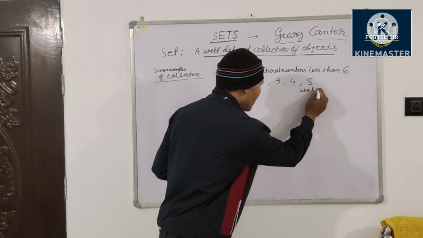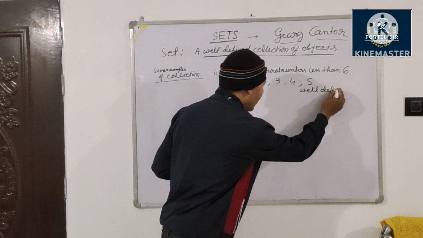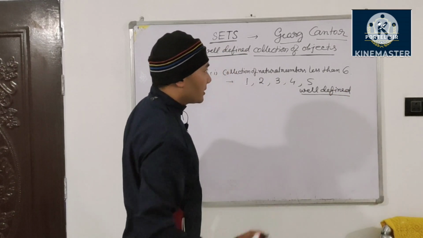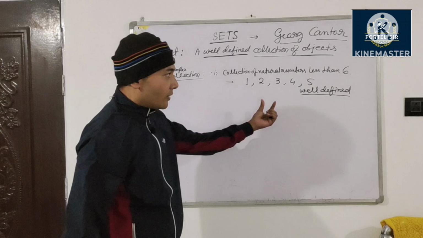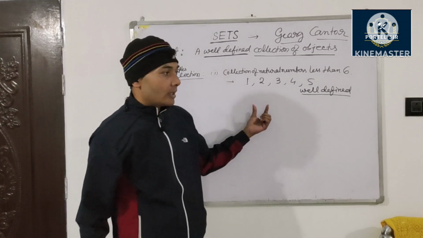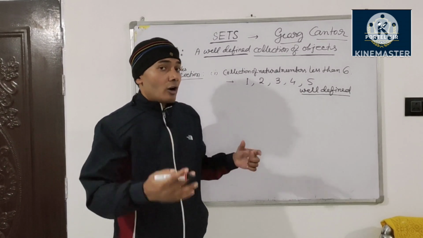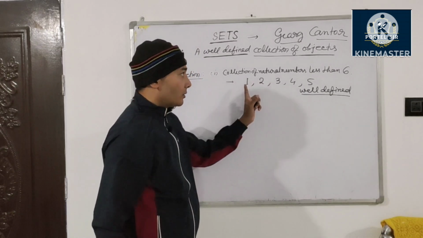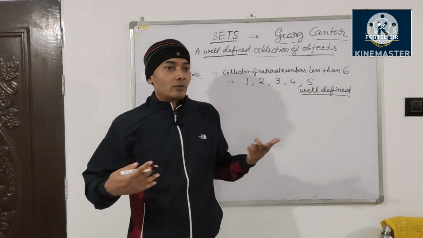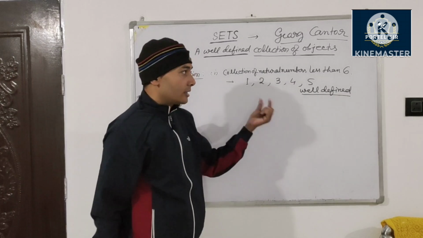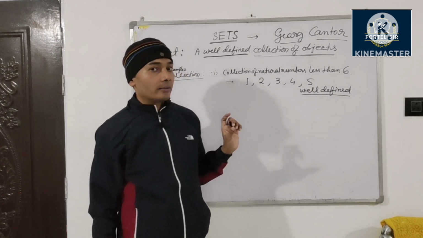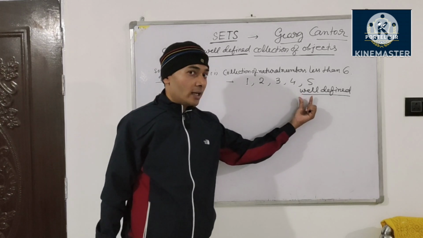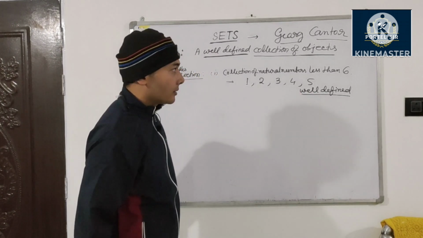Well-defined. Remember, this type of collection is called well-defined. Why well-defined? Because this collection does not vary, does not change from person to person. For you also 1, 2, 3, 4, 5. For me also 1, 2, 3, 4, 5. For everyone this is 1, 2, 3, 4, 5. Yes or not? That is why this type of collection is called a well-defined collection.